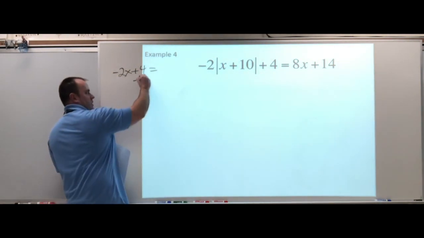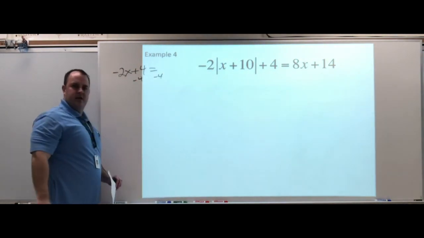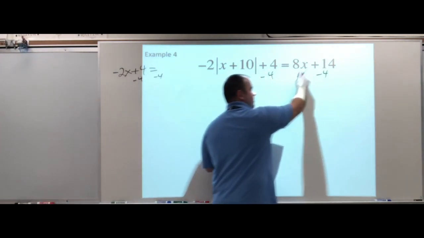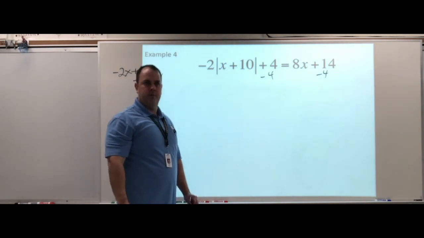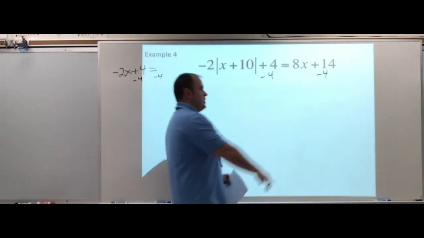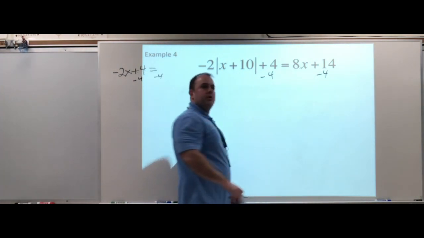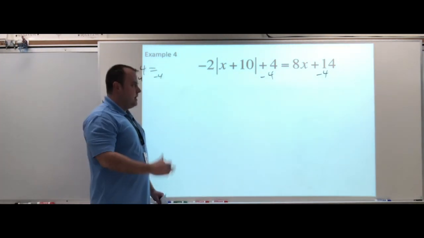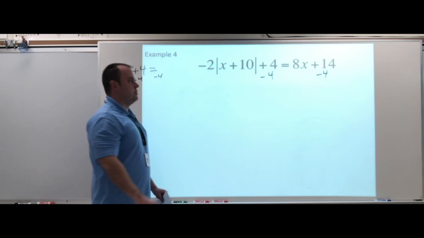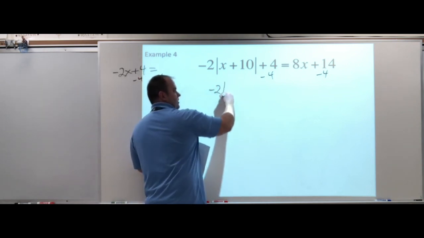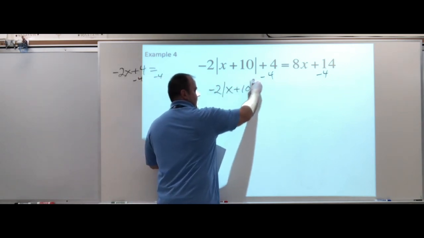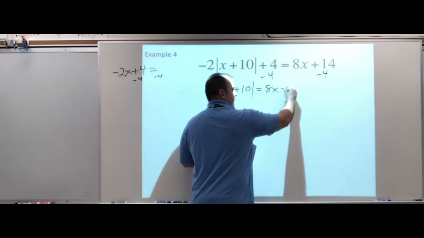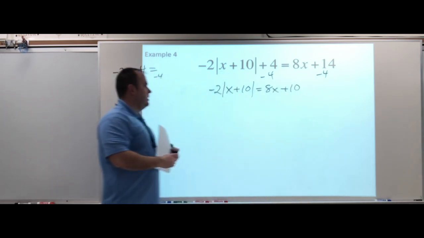So over here, you would subtract 4 from both sides. Over here is the same thing. Subtract 4 from both sides. Now think about where you're going to subtract the 4 from. It has to be like terms. You can't do 8x minus 4, but you can do 14 minus 4. So subtracting that, they're the ones that you're going to do your subtraction on. So our new problem: -2 times the absolute value of x plus 10 equals 8x plus 10.